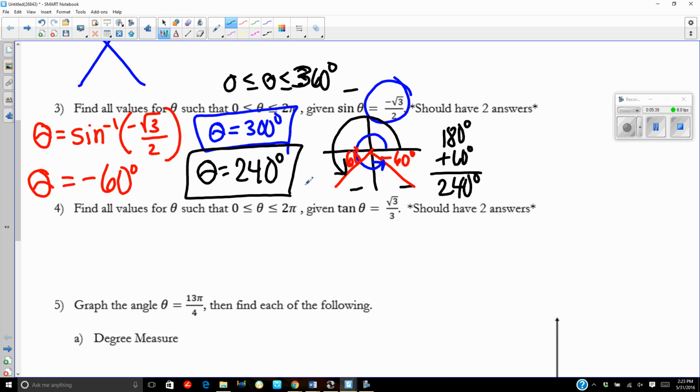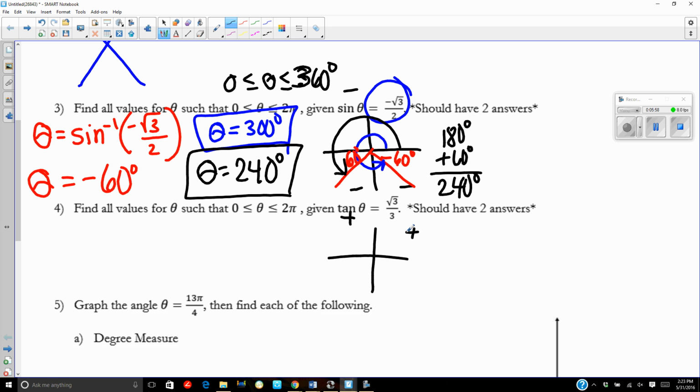All right, one more of these such problems. Find all values for theta between 0 and 360, given tangent of theta equals a positive answer. So again, we need to find the quadrants where tangent is positive. Tangent, of course, is positive in the first quadrant.